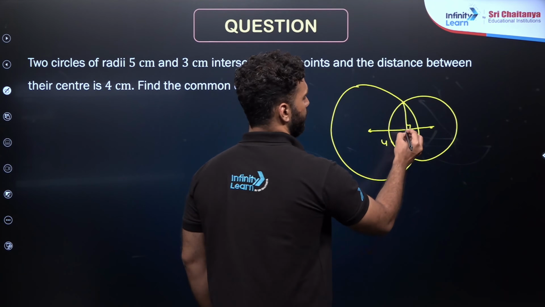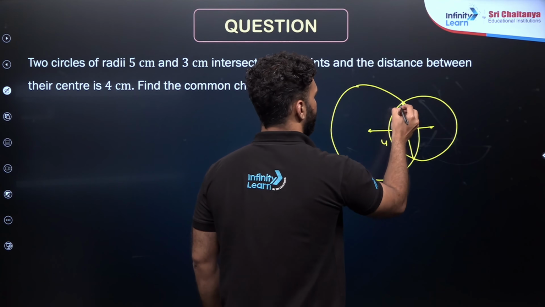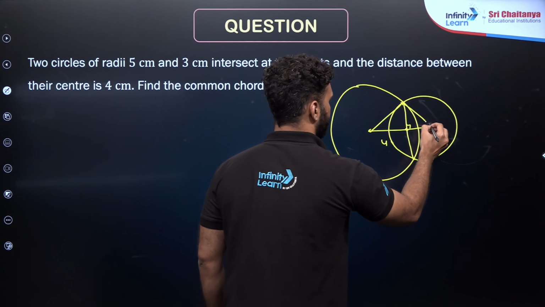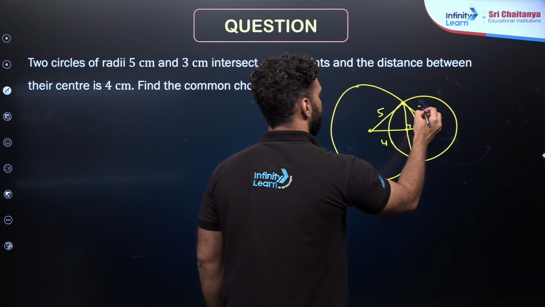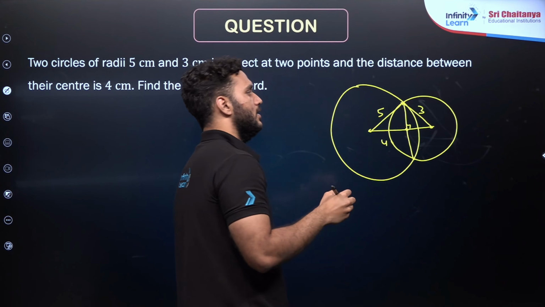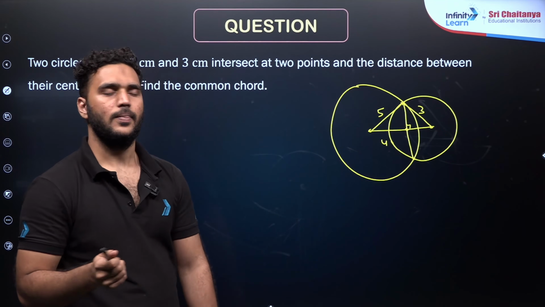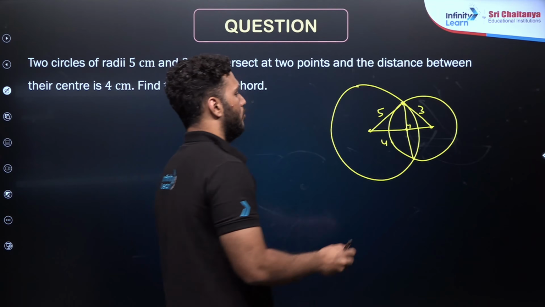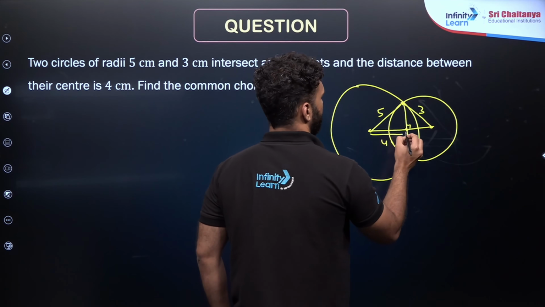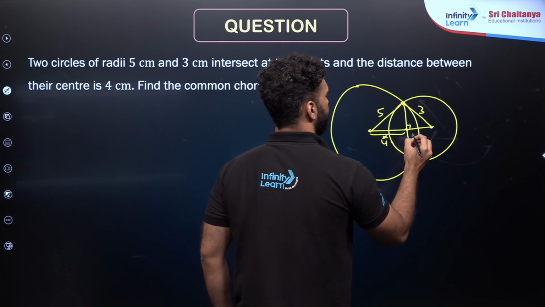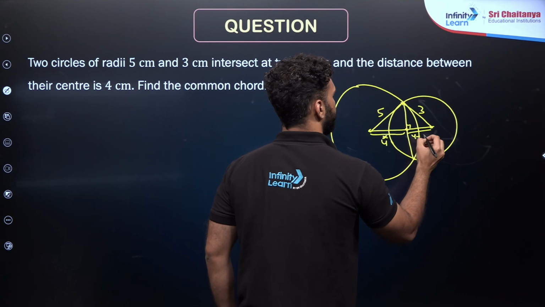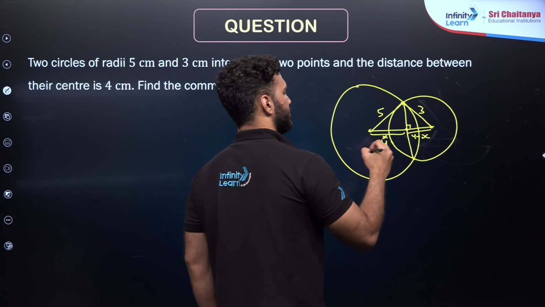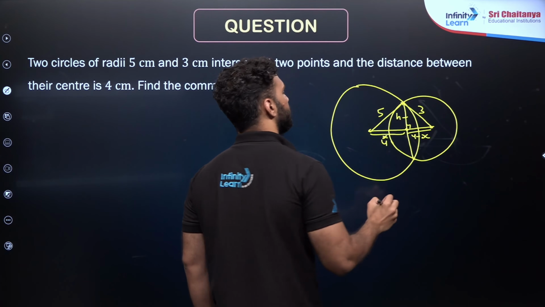They both are meeting on a single point. If you connect this and connect this, the value is 5, this value is 3. Why? Because, sir, they are the circle's radius. Now what about this part? This part you can take x, and this part 4 minus x, and this part let's take h.